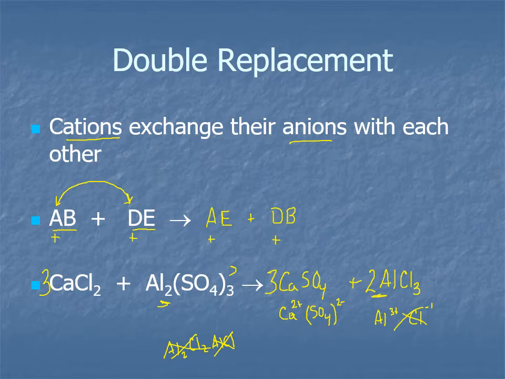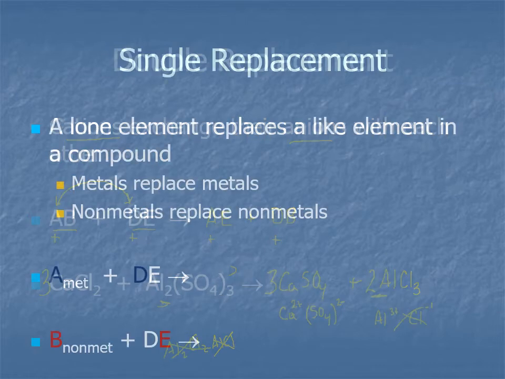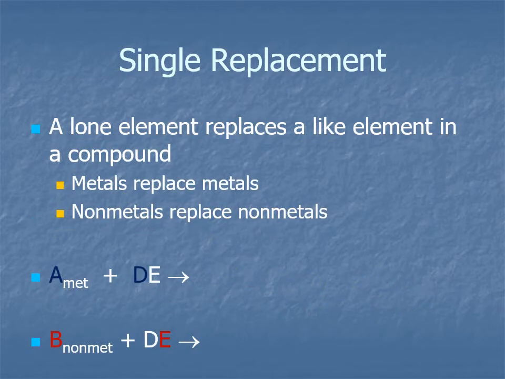Let's move on to single replacement reactions. Okay, in a single, and sorry if the font down here, the colors don't show up very well. Because I'm in the presentation, I can't change those colors. Single replacement. We have a lone element attempting to replace a similar element, like a metal replacing a metal, or a nonmetal replacing a nonmetal. That's a like element. So a lone element will replace its like element in a compound.